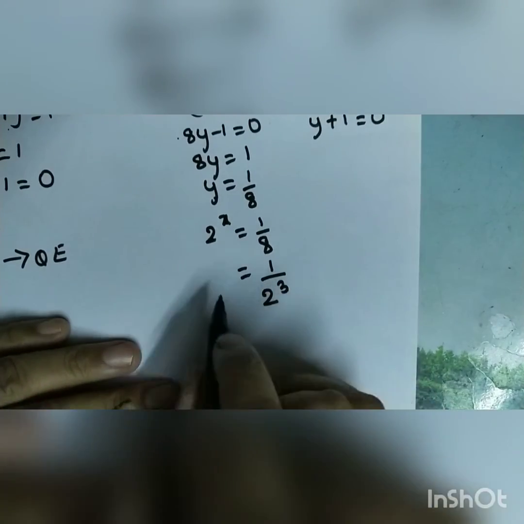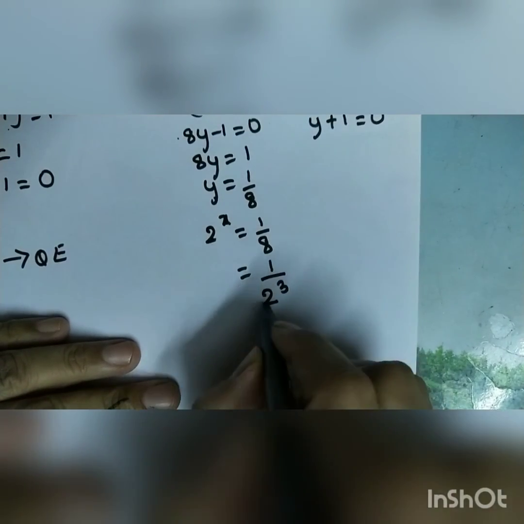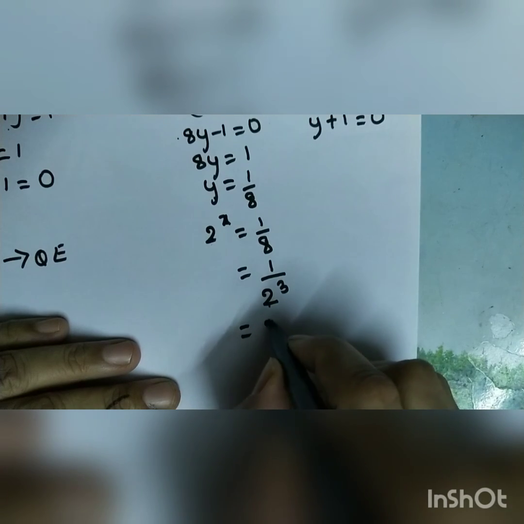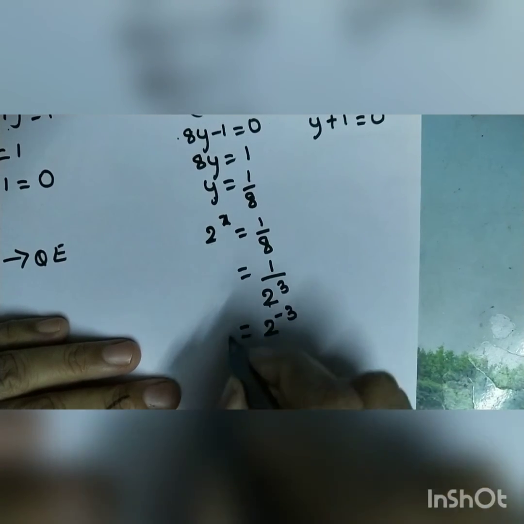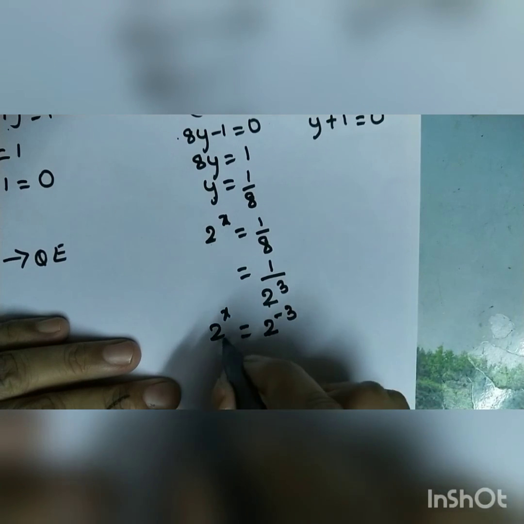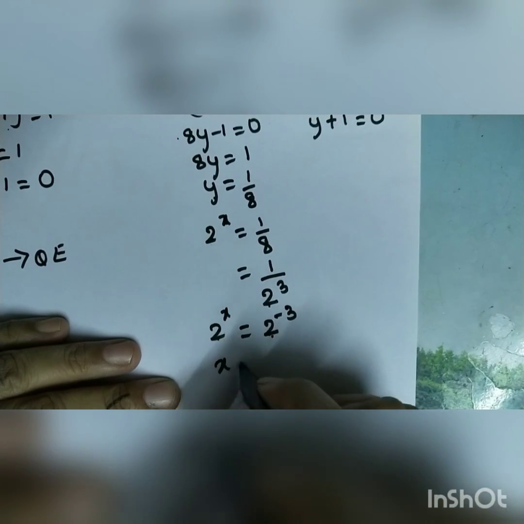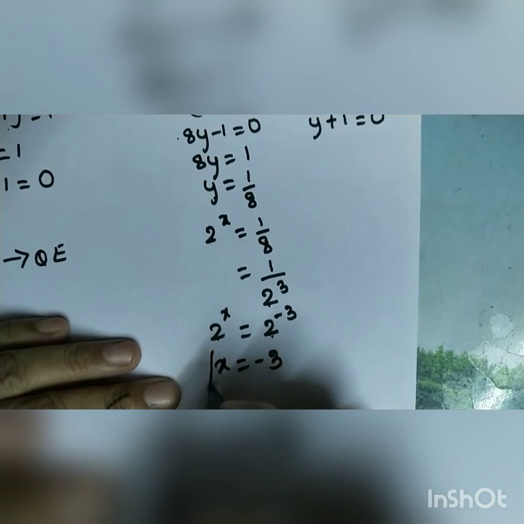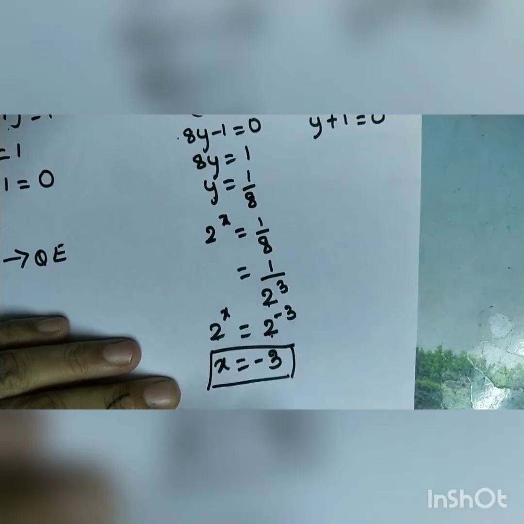When we take the reciprocal, it can also be written as 2 raised to the power minus 3, and we know that 2 raised to the power x is equal to 2 raised to the power minus 3. So when the base is equal, we can say that the exponents are also equal. So this is the value of x we get from one factor.